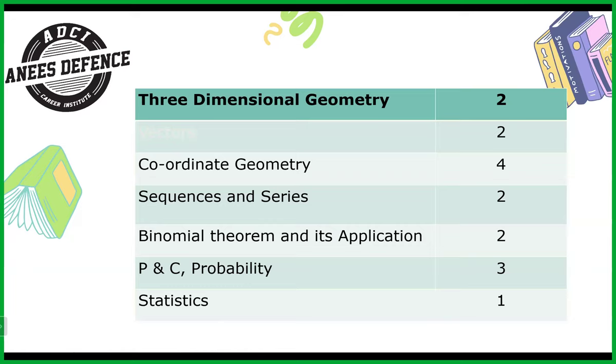I tell you calculus, three dimensional geometry and vectors are conceptual questions that are doable. If you have learned these well, you will solve these questions. If you have not learned these sections well, you cannot do these questions, okay? So I call calculus and geometry doable sections. Then coordinate geometry 2D, 4 questions, this is a very long section. Sequence and series, again very high common sense, 2 questions. Binomial theorem, very high common sense. Probability and permutation combination, very high common sense. Statistics has not much weightage, so I will not focus on this topic.